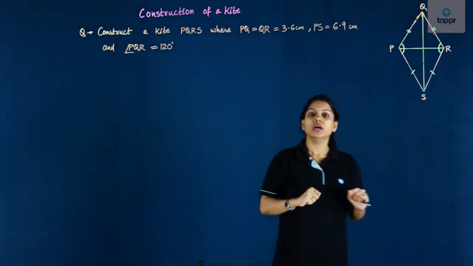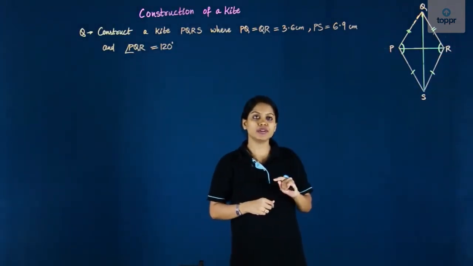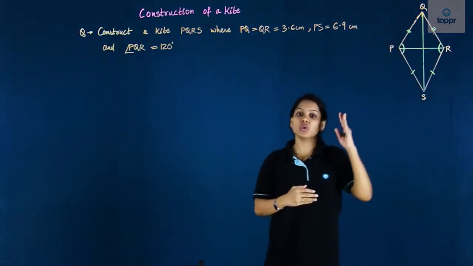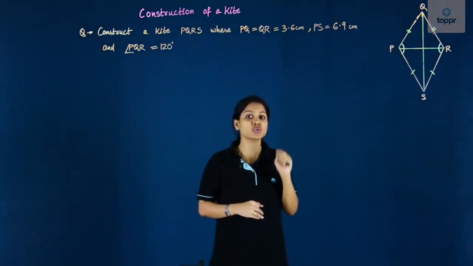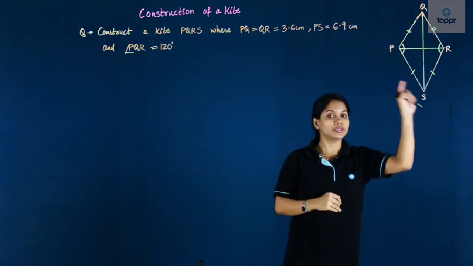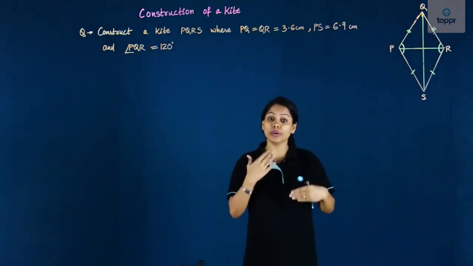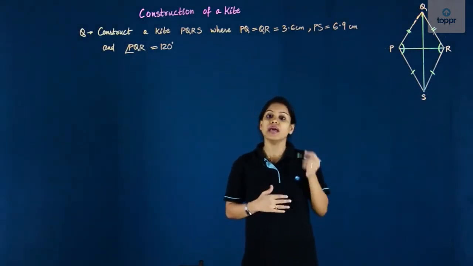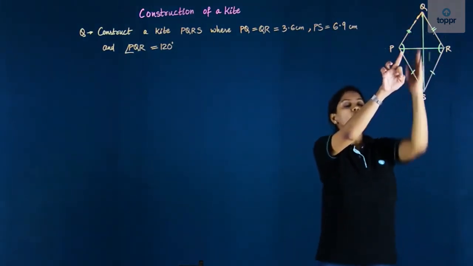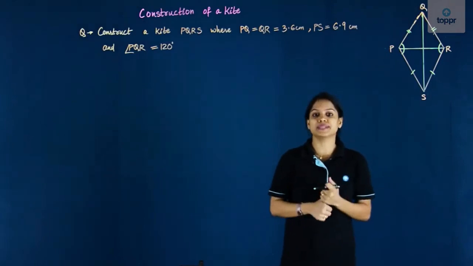equal to each other. Apart from this, the diagonals of a kite, see there are two diagonals in a kite. One, the vertical one, is the longer diagonal and the horizontal one is the shorter diagonal. Now, the longer diagonal divides the shorter diagonal into two equal halves, or it bisects the shorter diagonal, and that too at 90 degrees. That means for PR, QS is nothing but the perpendicular bisector.